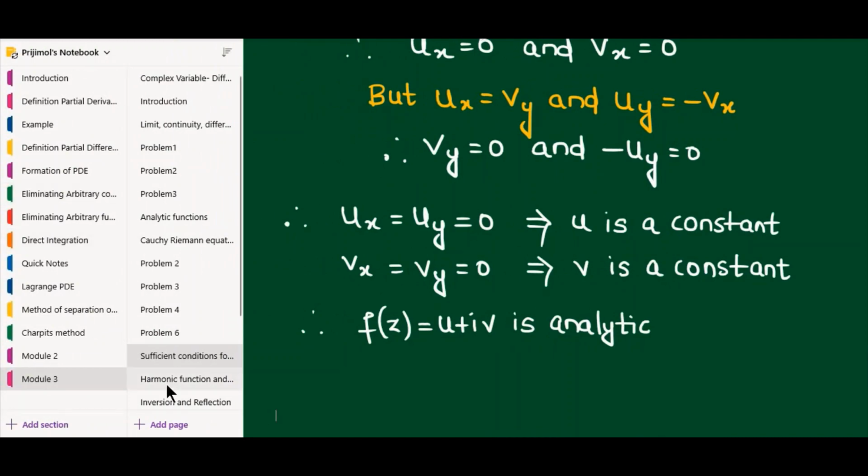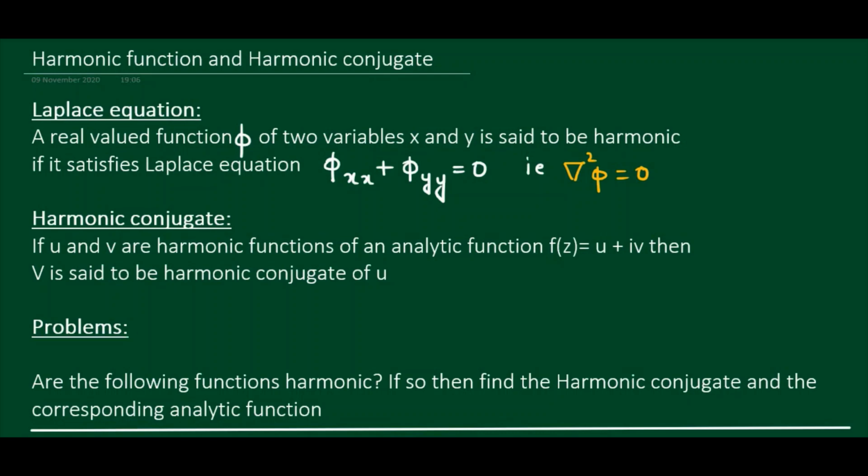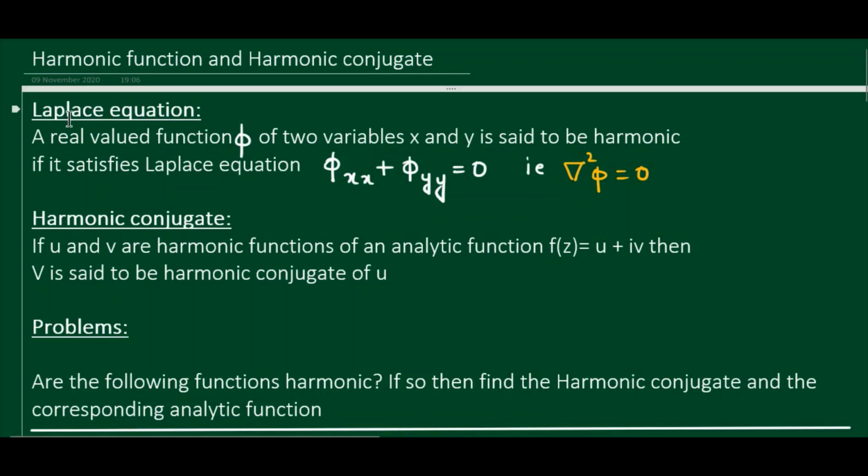Now, let us discuss the harmonic function and harmonic conjugate, which is the last part of this video. Laplace equation: a real valued function phi of two variables x and y is said to be harmonic if it satisfies the Laplace equation del square phi equal to 0, that is phi xx plus phi yy equal to 0. Now harmonic conjugate: if u and v are harmonic functions of an analytic function f of z equal to u plus iv, then we say v is the harmonic conjugate of u.